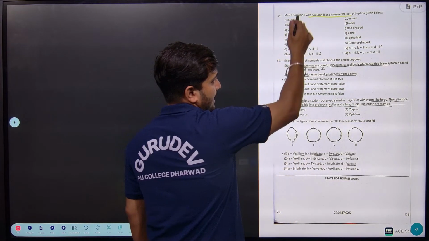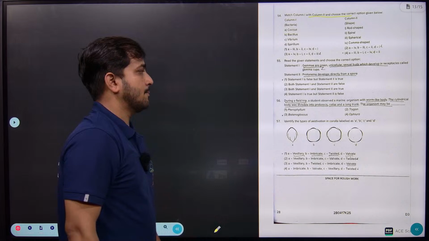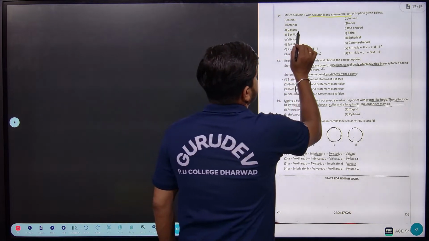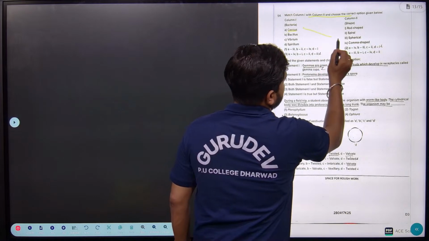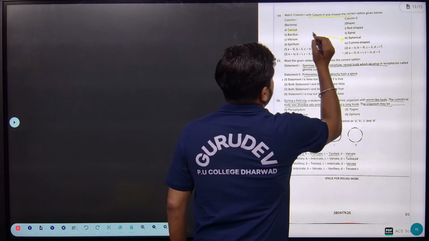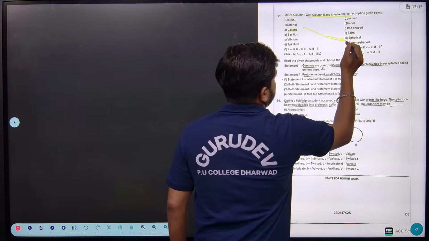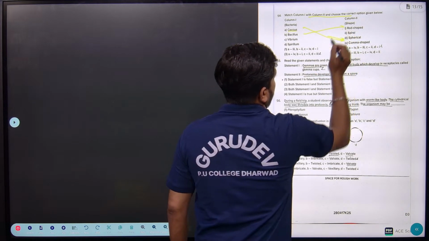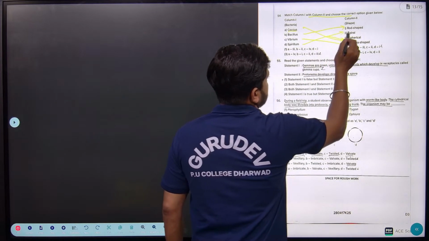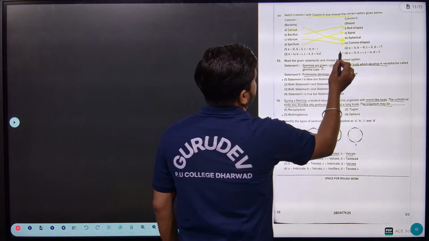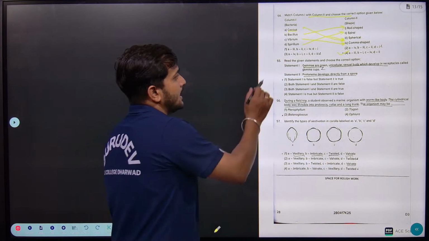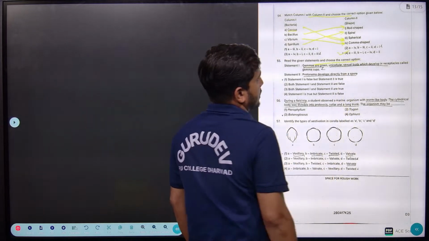So they have mentioned bacteria and you have to find out the shape, and based on the shape only these names are given. Coccus is nothing but spherical. Then bacillus is rod shaped, vibrio is comma shaped, then spirillum is spiral shaped. So according to this, the fourth option is correct. Then read the given statements and choose the correct option.